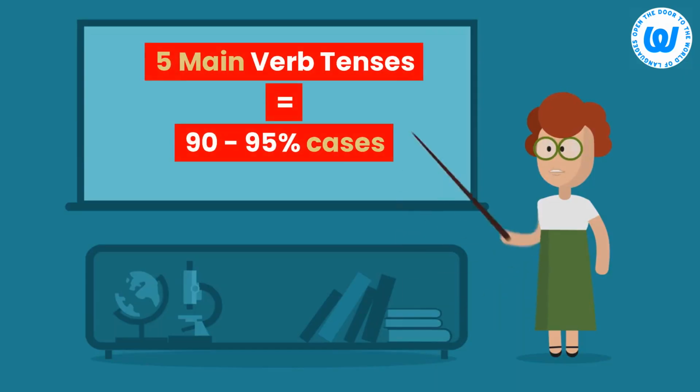So here are the 5 main verb tenses used in 90% of all written and spoken English. Remember to look for signal words or phrases that often accompany these tenses, and now you can easily pick the right verb tense for different situations, present, past and future.